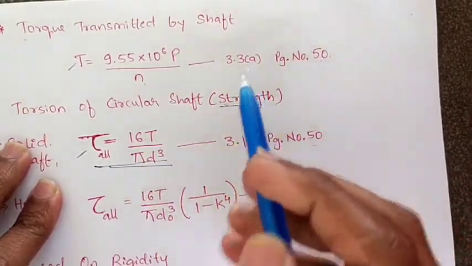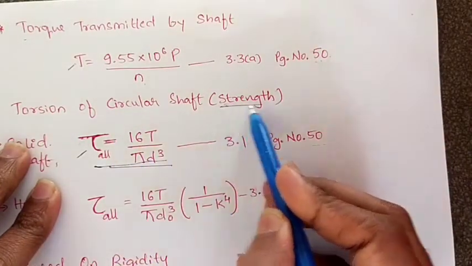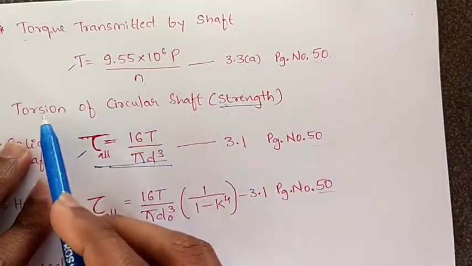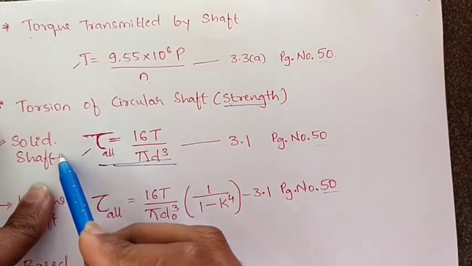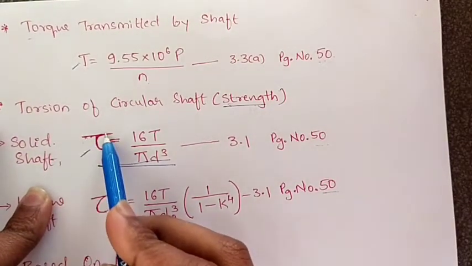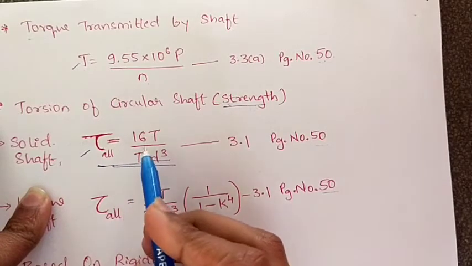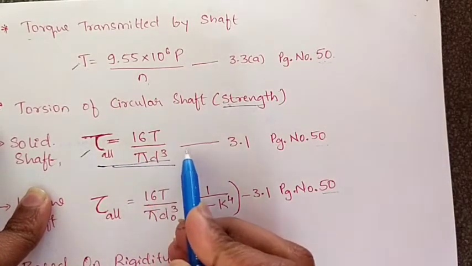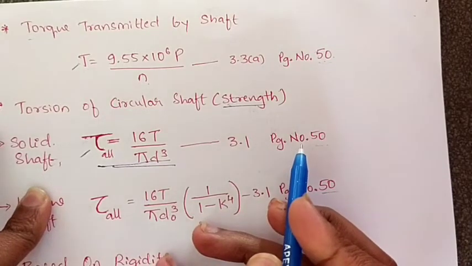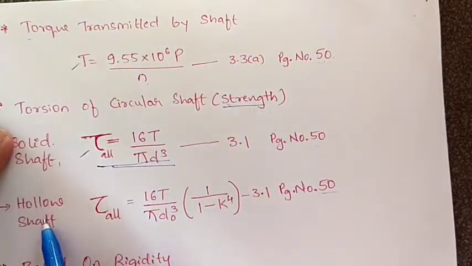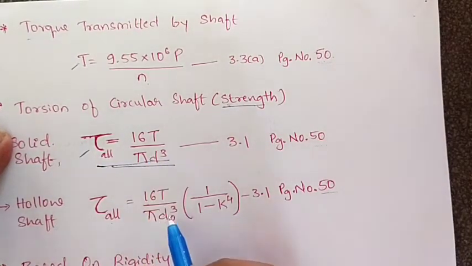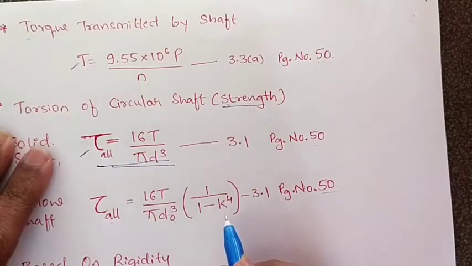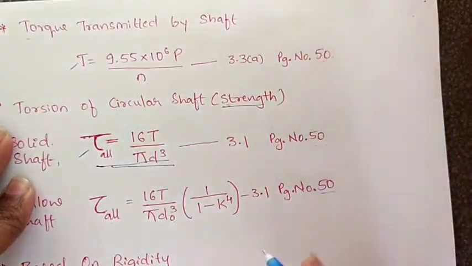Then we have discussed torsion, and we are discussing problems on a strength basis. Based on that, we have discussed torsion of a circular solid shaft, where the allowable shear stress is equal to 16T divided by pi d cubed. That is equation number 3.1, page number 50. For a hollow shaft, it is the same formula, but instead of d you take the outer diameter, times 1 divided by 1 minus k raised to 4. These three equations are on page number 50.